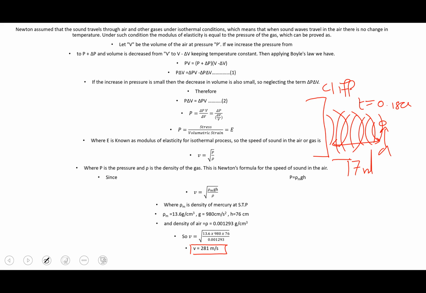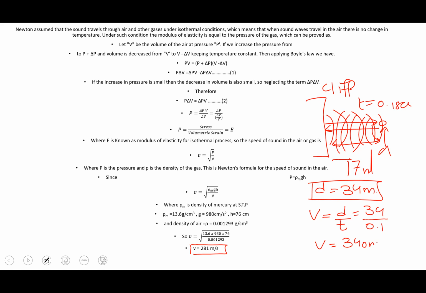So how much distance has the sound actually traveled? 17 meters in one direction and 17 meters in the other direction. It will be a total of 34 meters. So we have the distance over here, and we have the time over here. Now we have to find the velocity. Velocity is equal to distance over time. Distance is taken to be 34, time is 0.1. So the approximate value of the speed of sound is 340 meter per second.